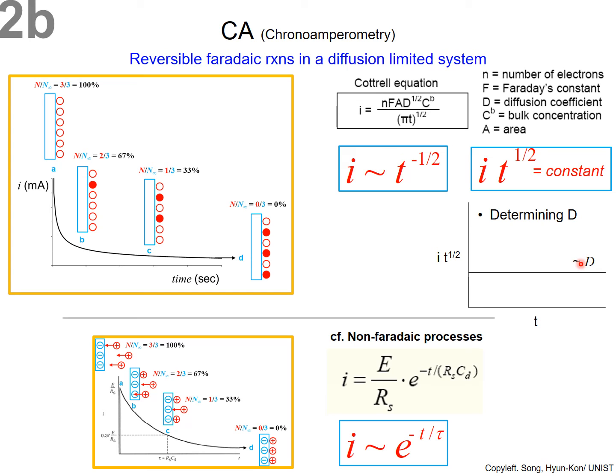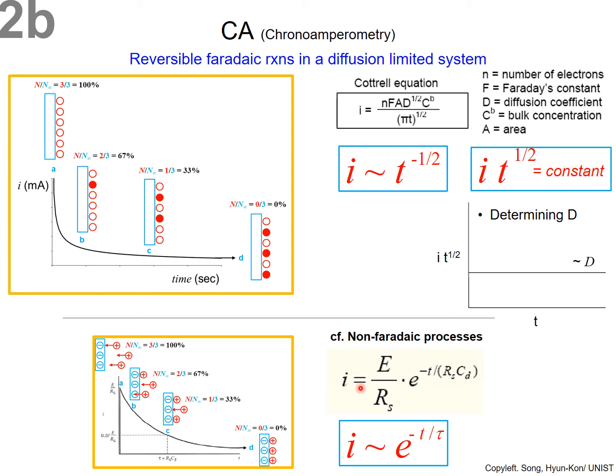Let me compare the current decay function between the Faradaic reactions and non-Faradaic processes. For the Faradaic reactions, again, current is inversely proportional to the square root of time. However, for non-Faradaic processes, current is proportional to the exponential function of time. That is the different point.